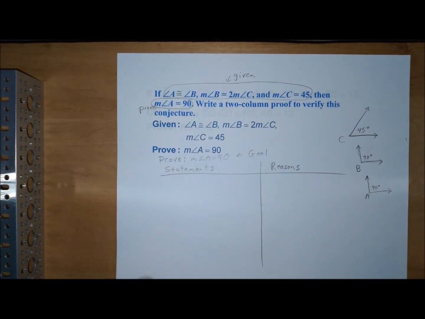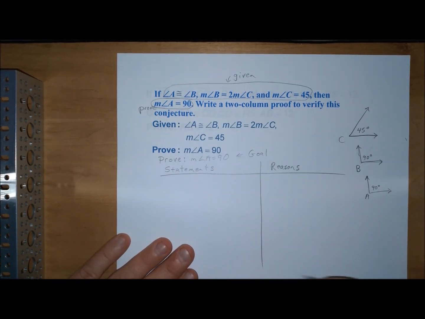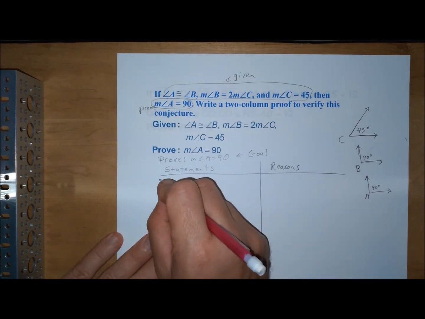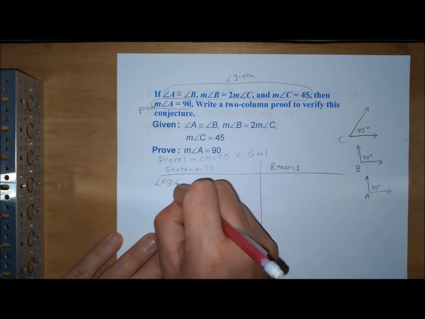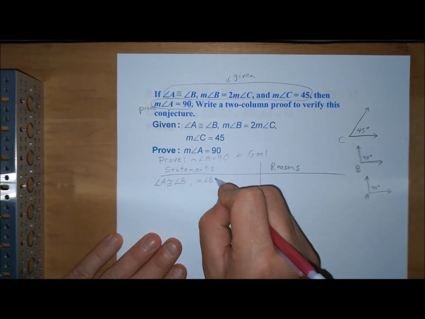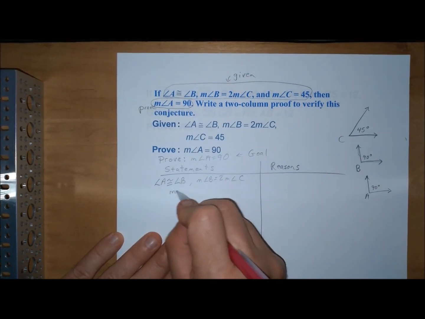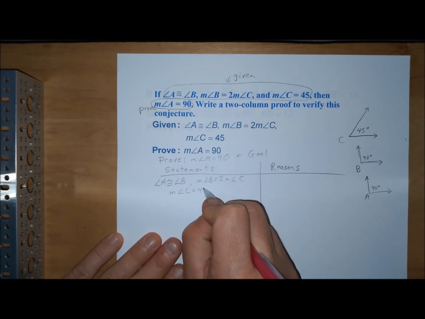Okay, now you can see visually when you draw this sketch, you can already kind of see what you're being asked to prove. Now all you got to do is navigate your way through this jungle of statements and reasons. And it's not as hard as it might look. Our first statement, of course, is going to be the given information. They tell us that angle A is congruent to angle B. And they tell us that the measure of angle B equals 2 times the measure of angle C. And they tell us that the measure of angle C equals 45 degrees.